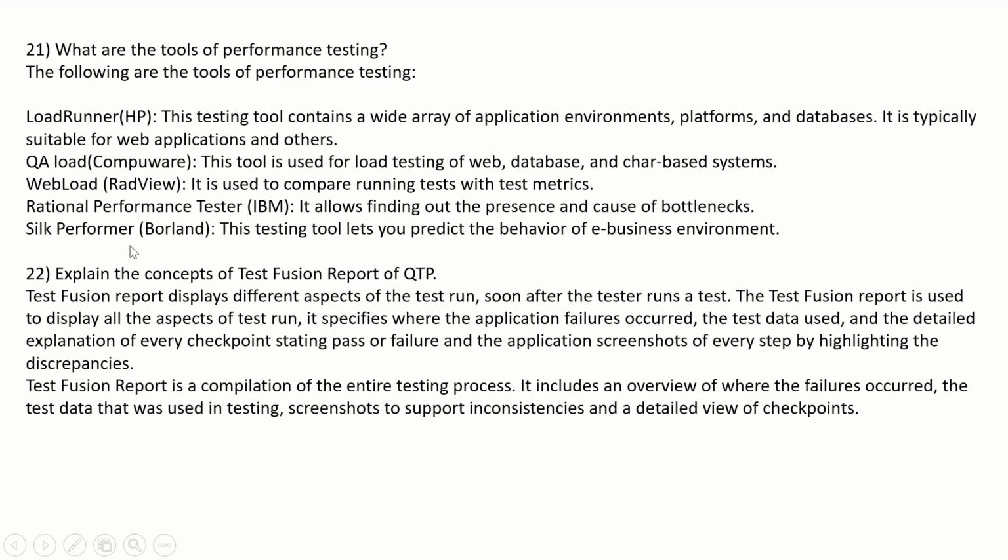So the 22nd question is, explain the concept of the test fusion report of QTP. The Test Fusion report displays different aspects of the test run soon after the tester runs a test. It is used to display all the aspects of the test run. It specifies where the application failures occurred, the test data used, and the detailed explanation of every checkpoint stating pass or failure, and the application screenshots of every step highlighting the discrepancies.